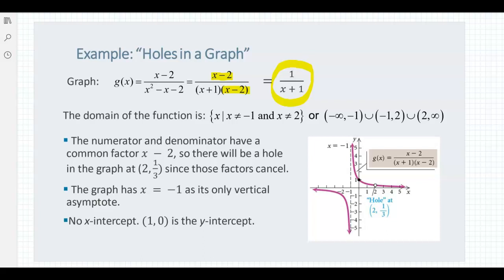To figure out what the y coordinate that's associated with it is, you go to the version where the common factors have been canceled. And if we plug 2 in to this version here, we'll have 1 over 3. And so that's how they're getting this y coordinate to figure out where the hole of that particular graph is. There's no x-intercept in this graph because when we look at the final version, the numerator can never equal 0. The y-intercept is at 1 if we plug 0 in for x there.